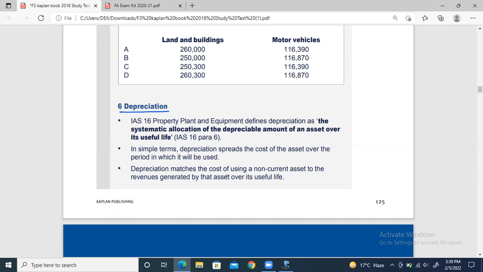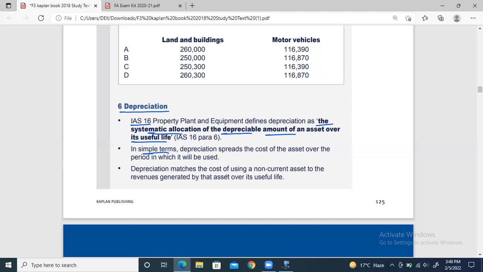But in IAS 16 in financial accounting, depreciation means the systematic allocation of depreciable amount of an asset over its useful life. So what we are doing is that we are just spreading the asset's cost over its useful life. This is the easiest meaning of this, so that we can account for the wear and tear that the machine is going through. So this is the meaning of depreciation. Now we'll discuss two methods. There are two methods of depreciation. I'll come back to it in just a minute.